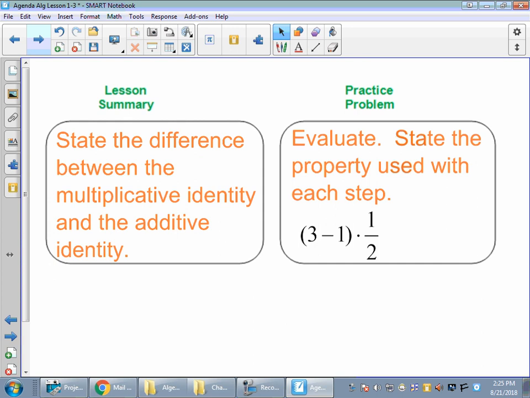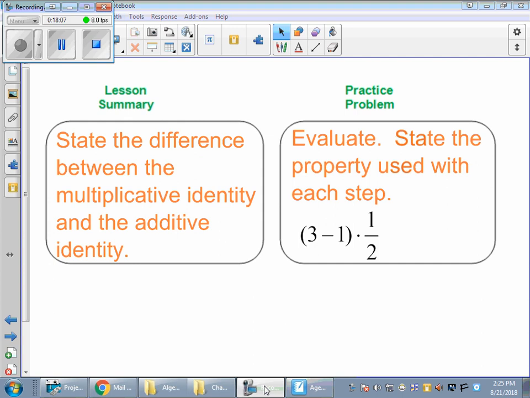Okay? That's section 1.3, properties of numbers. And bring any questions with you, and we'll go over it tomorrow when we get the chance. See you later.